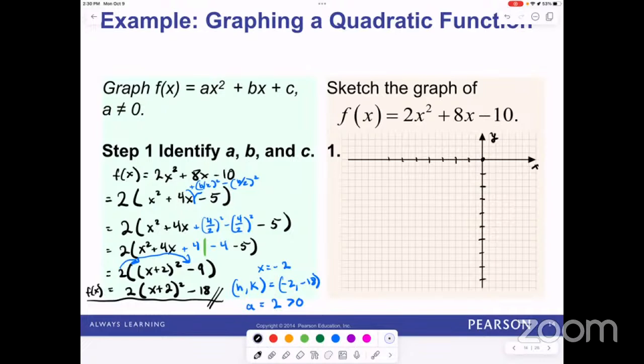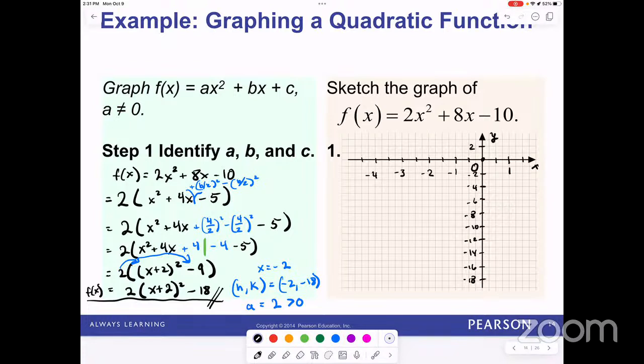So here's my origin. Again, this went 2, 4, 6, 8, 10, 12, 14, 16, 18. These guys are all negative. This one goes, my 1 is here. No, that's not right. My 1 is here. 2, 3, 4. These are negative. 1. This one's 2.